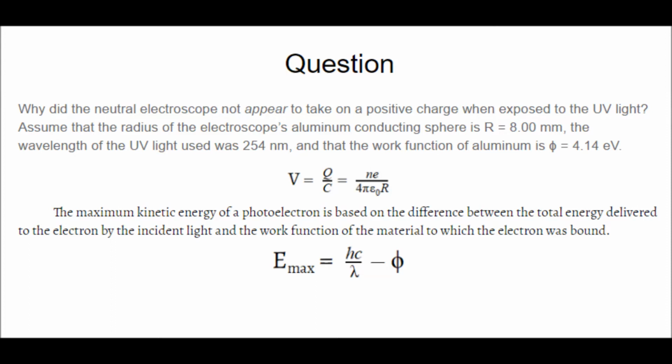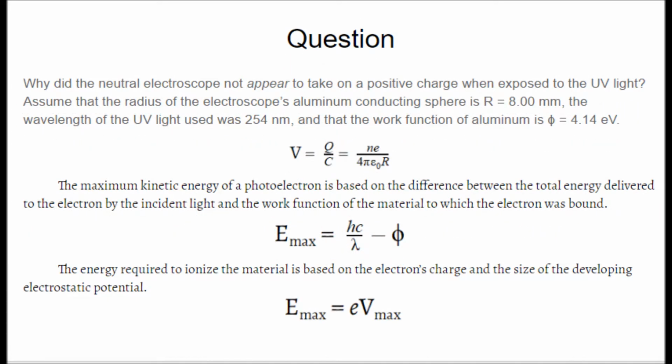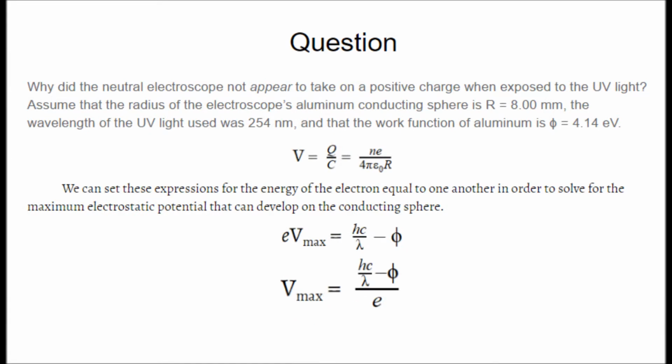Now, the maximum kinetic energy of a photoelectron is based on the difference between the total energy delivered to the electron by the incident light and the work function of the material to which the electron was bound. The energy required to ionize the material can be described by the electron's charge and the size of the developing electrostatic potential. We can set these expressions for the energy of the photoelectron equal to one another in order to solve for the maximum electrostatic potential that can develop on the conducting sphere.